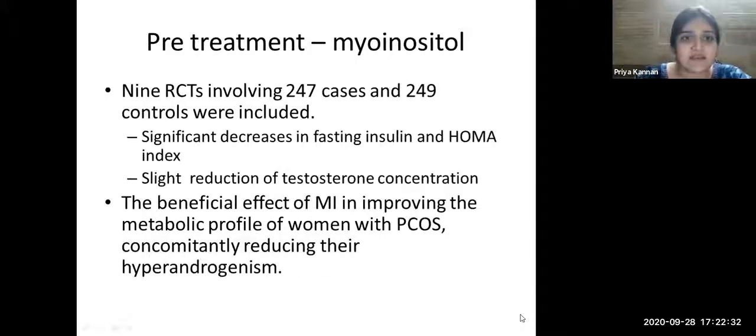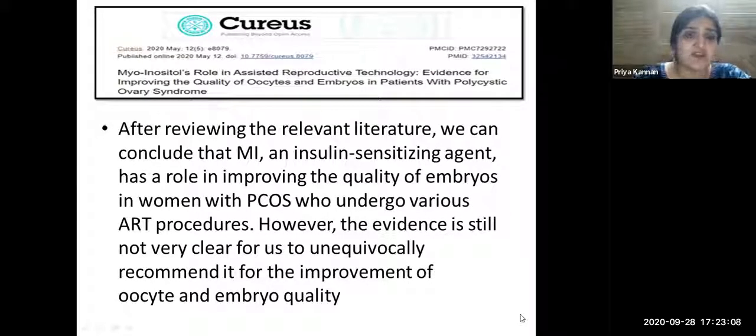There were 9 RCTs involving 247 cases and 249 controls. They found a significant decrease in the fasting insulin and HOMA index and a slight reduction in the testosterone concentration as well. Hence, it led to the inference that the beneficial effect of MI, that is myoinositol, in improving the metabolic profile of women with PCOS is concomitantly also reducing their hyperandrogenism. As we all know, the moment there is a reduction in the hyperandrogenism, we seem to have beneficial effects in PCOS.